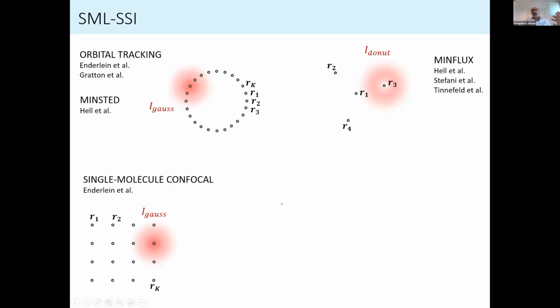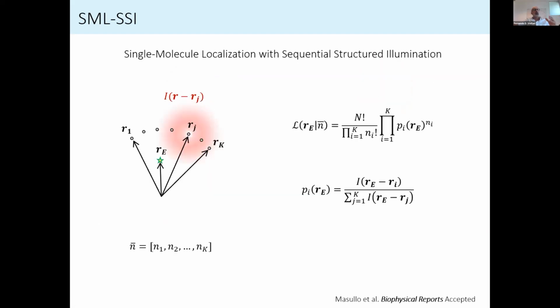But all these methods have basic common components. So basically, all you need is an excitation field that depends on position. So the illumination must not be uniform. It has to be some shape. It could be a Gaussian, it could be a donut, it could be something else, but the intensity has to depend on position. That's the key component. And then we need to shift that illumination over different positions of the sample, and we have to record the intensity of a molecule on those different exposures to the excitation field.